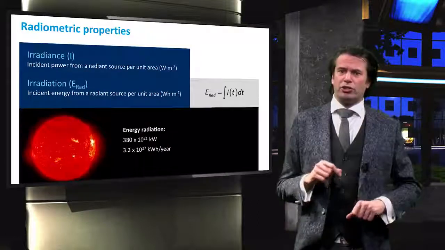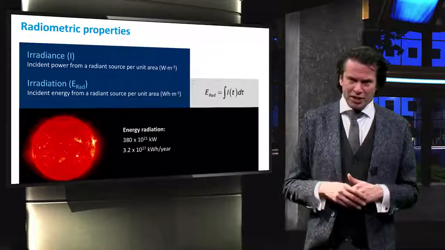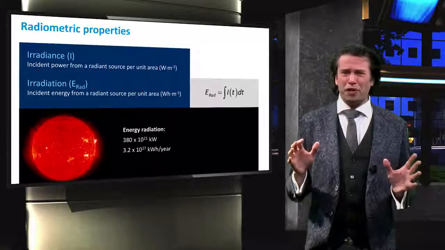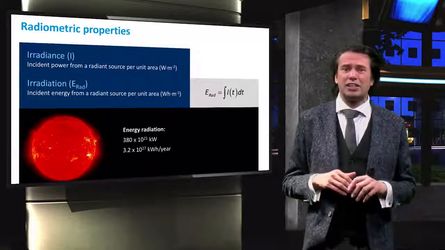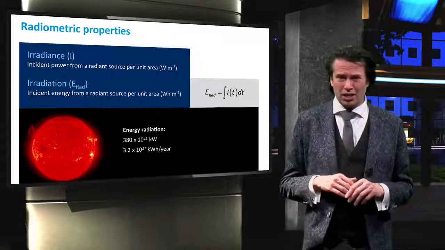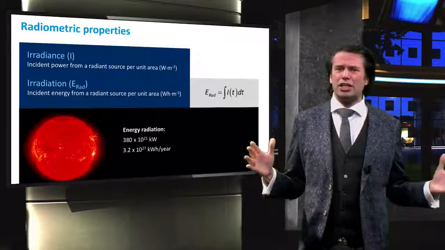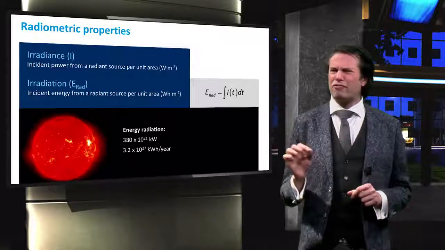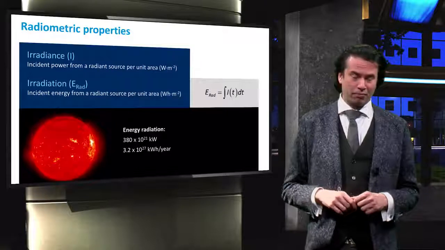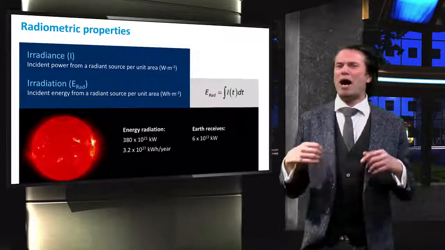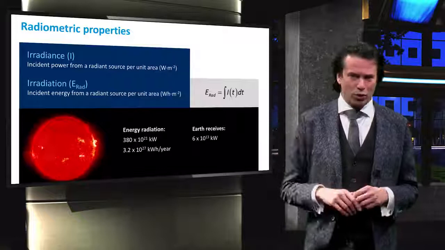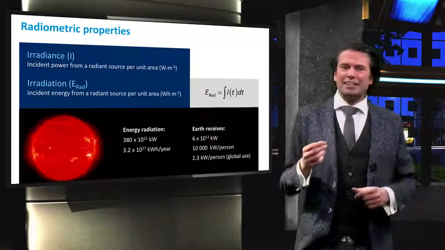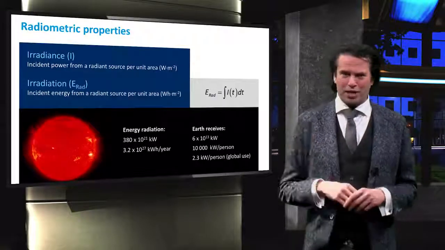The power emitted by the sun amounts to about 380 times 10 to the power 21 kilowatts, which amounts to about 3.2 times 10 to the power 27 kilowatt hours per year. The sun emits light more or less equally in all outgoing directions. Earth therefore only receives a tiny fraction of the power radiated by the sun. This tiny fraction sums to about 6 times 10 to the power 13 kilowatts. To put that into perspective, this equates to roughly 10,000 kilowatts per person on planet Earth.